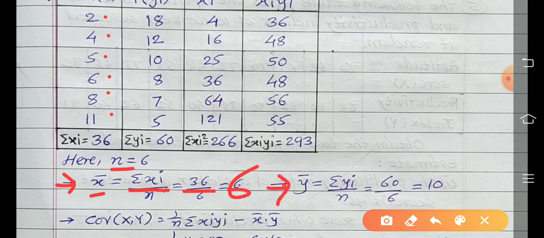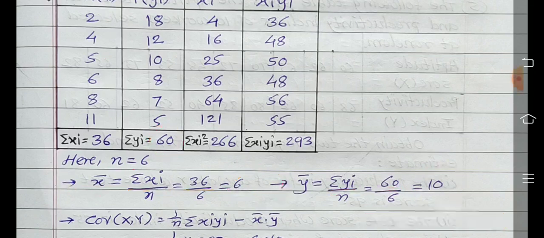Y bar is equal to what? Summation of yi upon n. Summation of y is 60. 60 divided by 6, we are getting the answer 10.